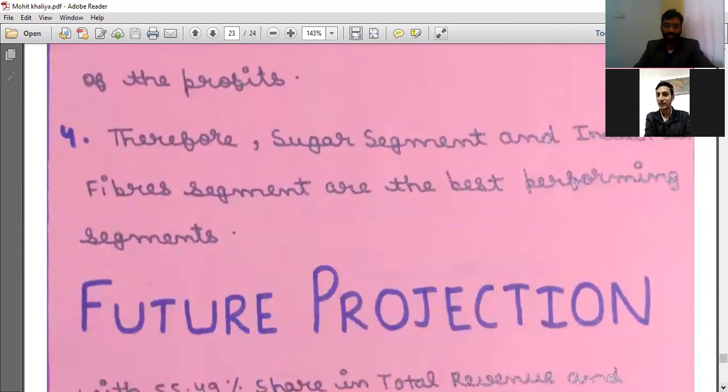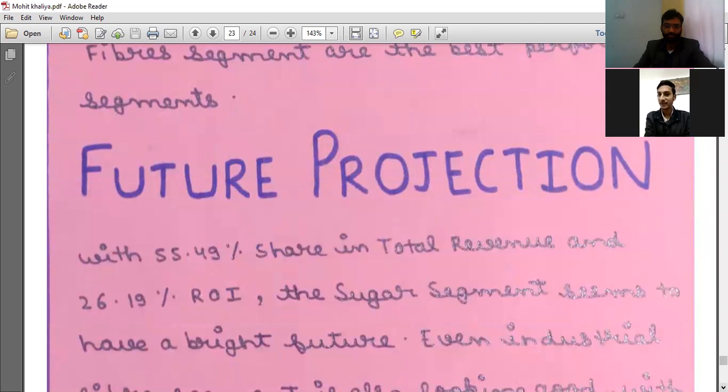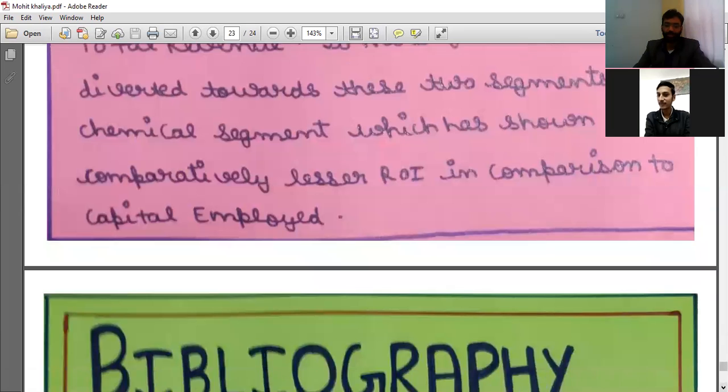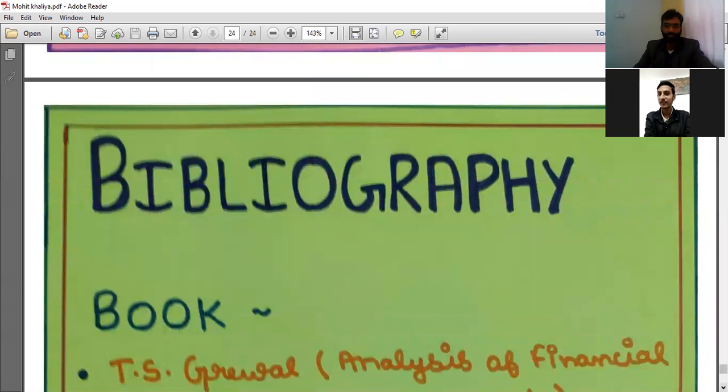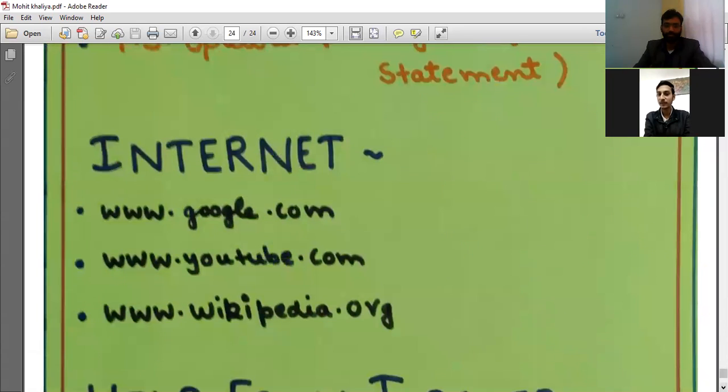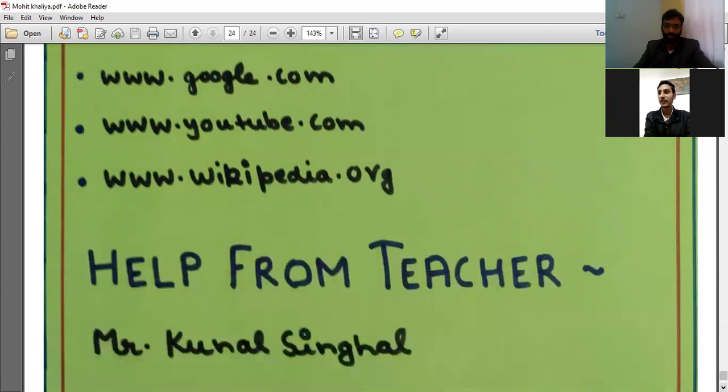What suggestions would you like to give? Regarding what? Regarding the improvement of performance? Of which department? Obviously the chemical department. If you have said chemical department is not performing well, what suggestion would you like to give to the company to improve the performance?